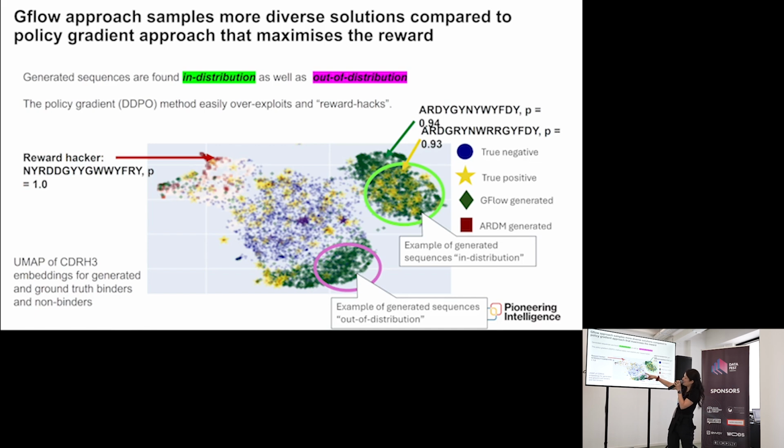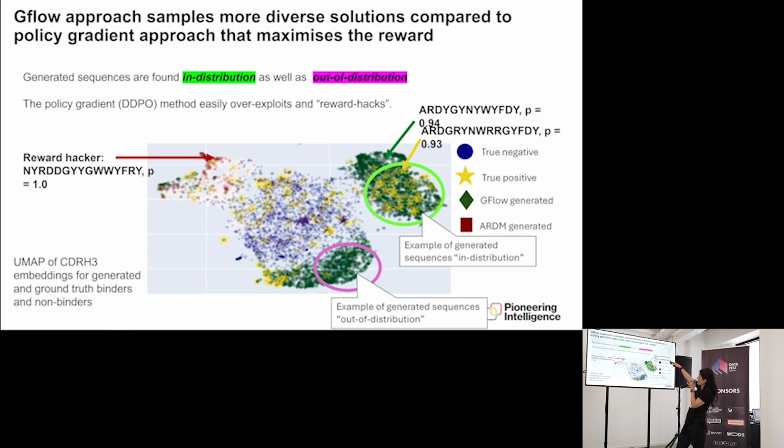And every point here is an embedding of the CDRH3. And the ground truth from this alpaca data set that we use to train the reward proxy, these golden stars here, those are the true positive binders. So there's a big patch here, there's one down here, and then they're a bit spread. The blue ones are the true negative binders.